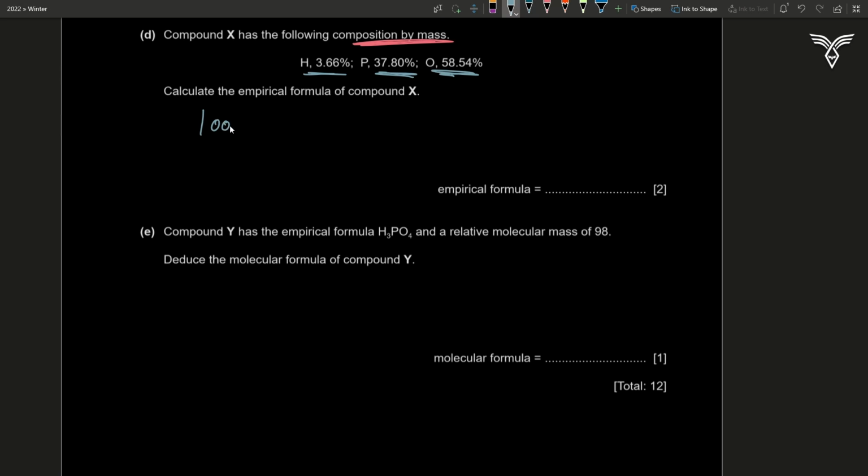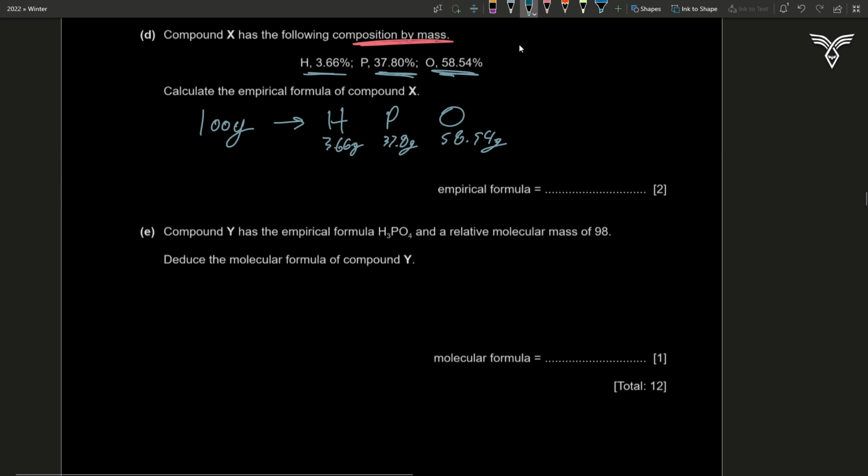لو hypothetically الكومباوند اللي عندك كان 100 جرام، ماشي، انت عندك ايه؟ هيدروجين، وعندك فوسفورس، وعندك اكسجين. How do you find the empirical formula؟ هنجيب ايه؟ المولز الاول. انا عندي 3.66 جرامز of hydrogen، 37.8 grams of phosphorus، و 58.54 grams of oxygen. طبعا all of these are in atom terms. طيب let's find the moles.